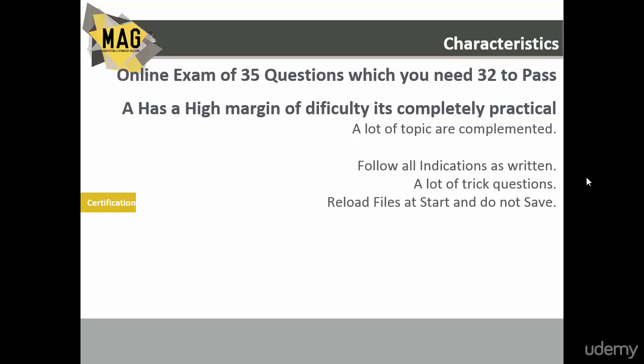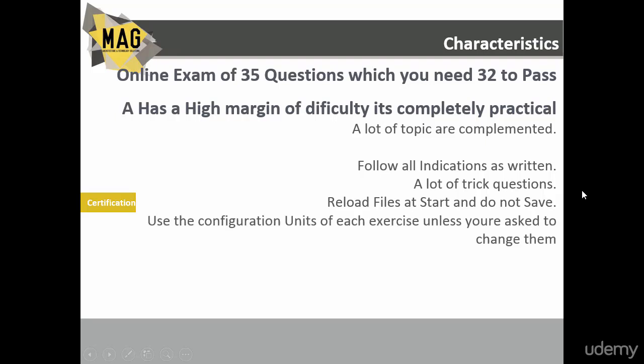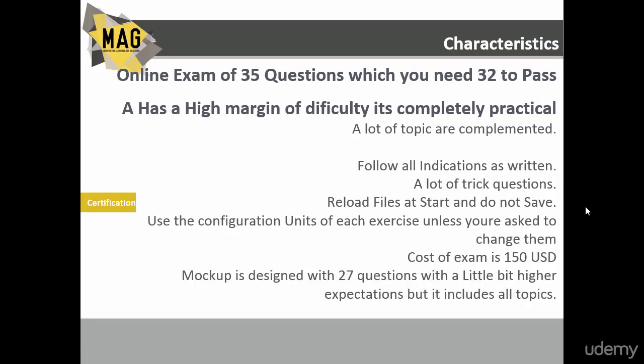I recommend you to reload files at the start and do not save them, so you can check that you have the proper files. Use the configuration units for each exercise unless you are asked to change them or you are specified to have special rounding options. The cost of the exam is $150, but you can also get some coupons or you can get some special fees if you go to Autodesk special events. The mock-up exam is designed with 27 questions with a little bit higher expectations, but it includes all the topics. Hope you enjoy it.